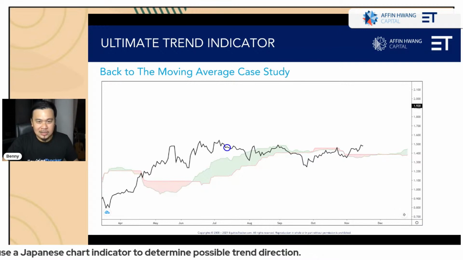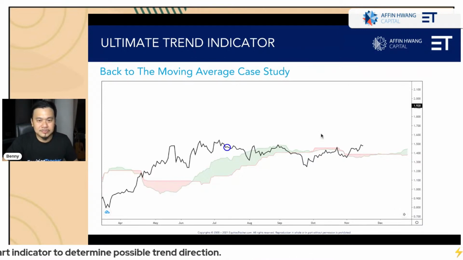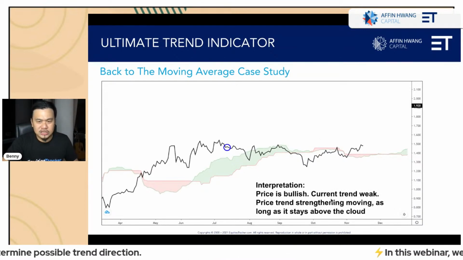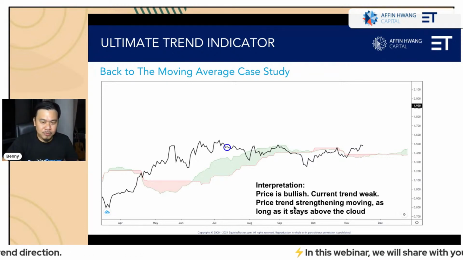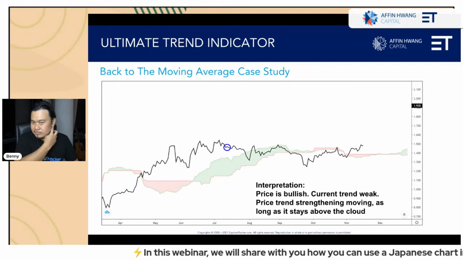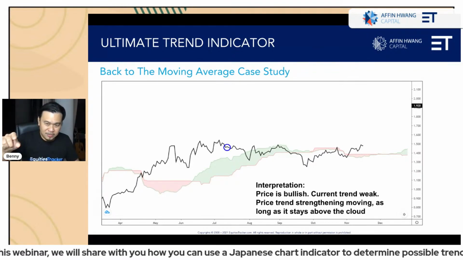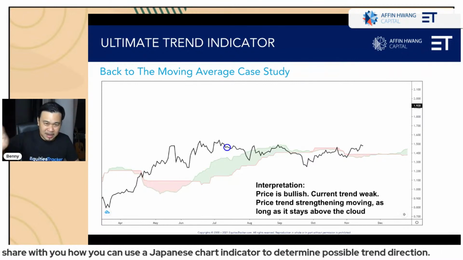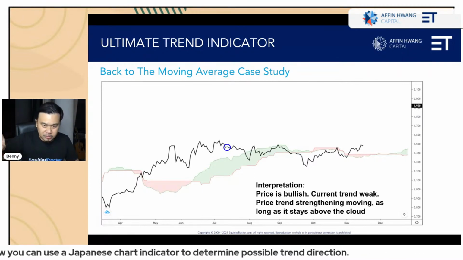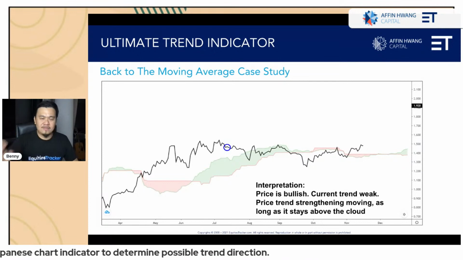All right, so let's take a look at what happened here. Price is bullish. The current trend is weak, but the price trend is strengthening moving forward, as long as it stays above the cloud. That's my interpretation. The most important keyword here is that the cloud is expanding upwards towards the future, only if the price stays above the cloud.